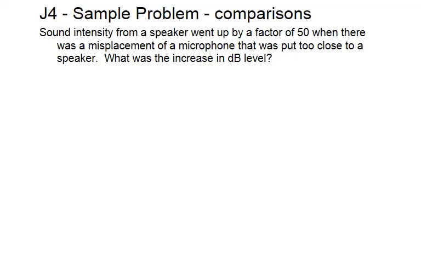Let's say that the sound intensity of the speaker went up by a factor of 50 when there's misplacement of a microphone that's put too close to the speaker. What's the increase in decibel level? Well, again, here we have intensity versus decibel level. We have to compartmentalize these, right? So in other words, here we have 50 times the intensity. Are we going to have 50 times the decibel level?